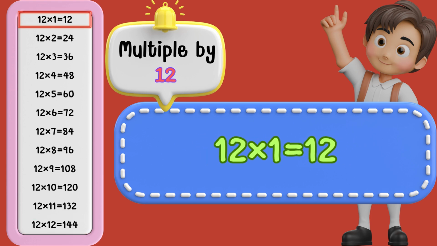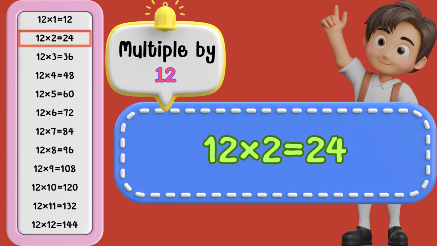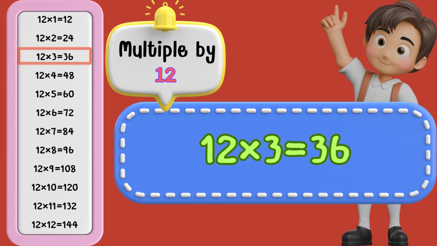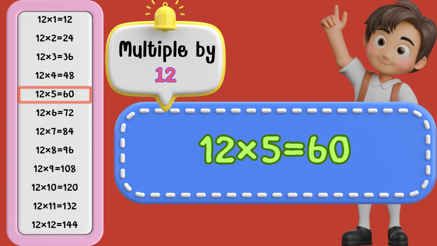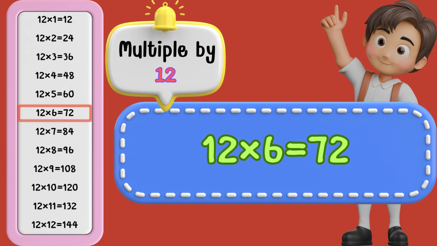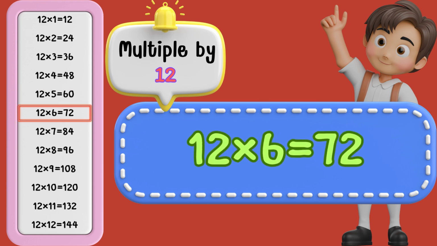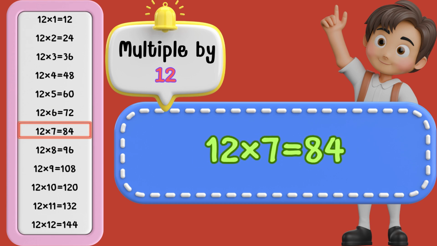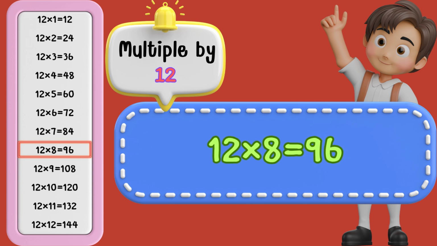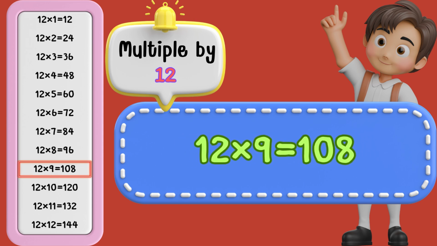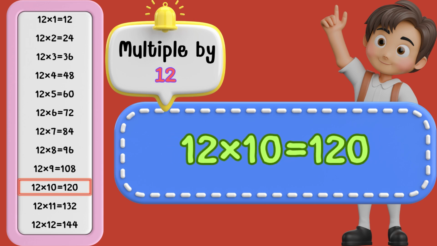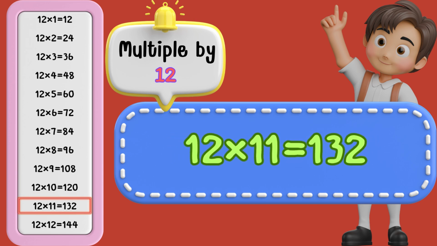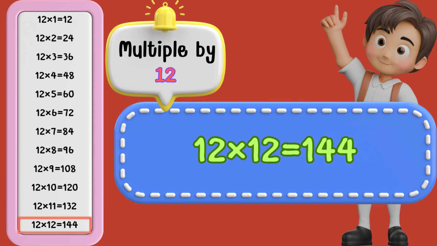12 times 1 is 12. 12 times 2 is 24. 12 times 3 is 36. 12 times 4 is 48. 12 times 5 is 60. 12 times 6 is 72. 12 times 7 is 84. 12 times 8 is 96. 12 times 9 is 108. 12 times 10 is 120. 12 times 11 is 132. 12 times 12 is 144.